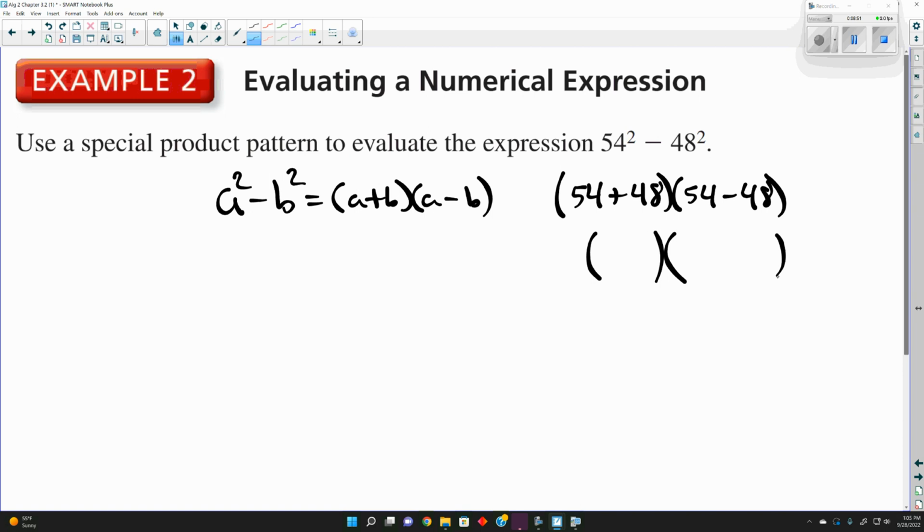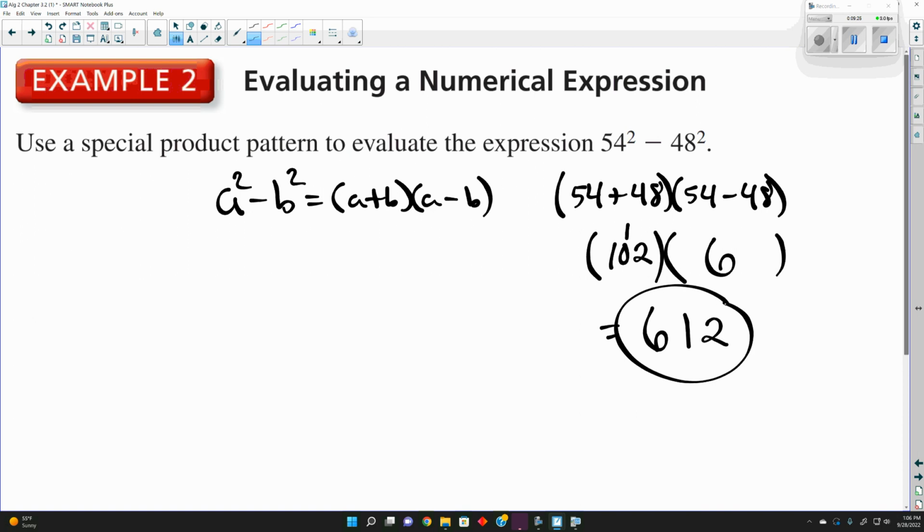This here is an easier way to do it, because if we try to figure out what 54 squared is, that's going to multiply 54 by itself, which is going to be a big number. Here, 54 plus 48 is going to be, and 54 minus 48 is? Now we can multiply these together. 6 times 2 is 12, so 2 carry the 1. 6 times 0 is 0, plus 1 is 1, and 6 times 1 is? So 54 squared minus 48 squared is 612.